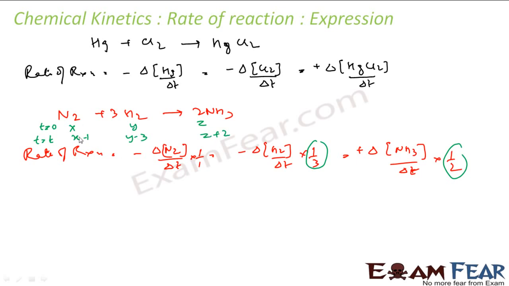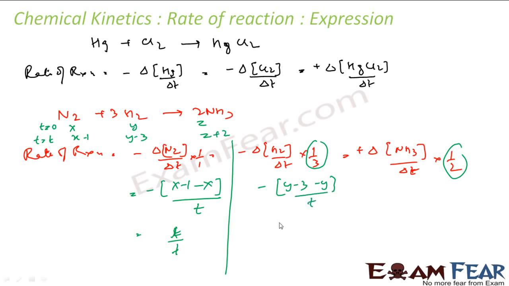Correct? So let's first find the value of delta N2 by delta t, minus of this. This becomes minus of delta N2, which is what? Final concentration minus initial concentration. Final concentration is x minus 1, minus initial concentration x, divided by the change in time, which is t. And this becomes, if you see, 1 by t. Correct? Let's find for this. Minus of change in concentration of hydrogen. Final concentration is y minus 3, initial concentration is y, by t. And that is nothing but 3 by t.